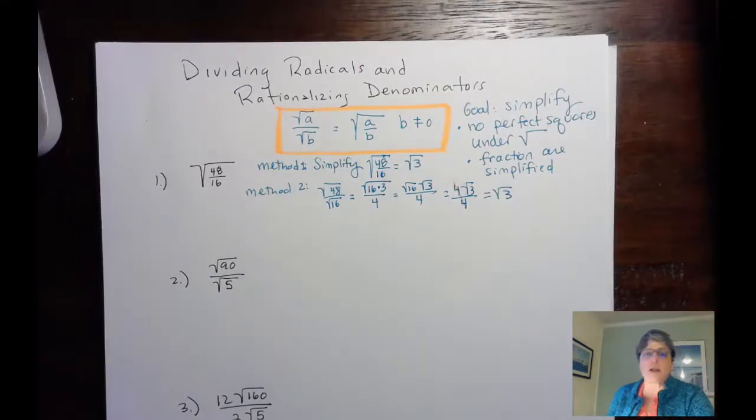So you can see that in this particular case, method 1 was way easier. Sometimes method 2 is easier. It depends on the problem. So it's good to take a look at the problem and decide how you want to do it before you just start. Number 2, the square root of 90 over the square root of 5.